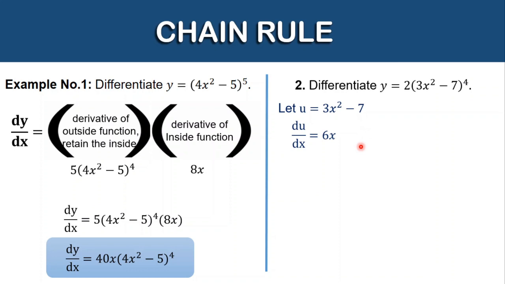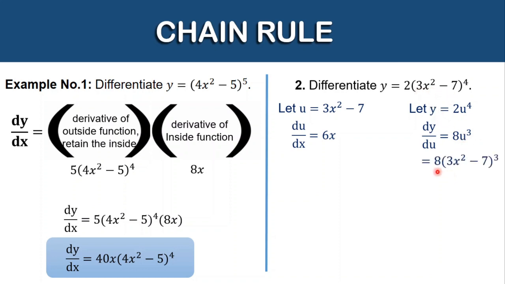Then after this, let's have y is equal to 2. Tapos ito magiging u to the fourth power. And let's find dy or the derivative of y with respect to u. Yan. So use the power rule. 4 times 2 is 8. Then 4 minus 1 is 3. So we have 8u cubed. Then sa substitute lang natin yung value ng u natin, which is 3x squared minus 7.